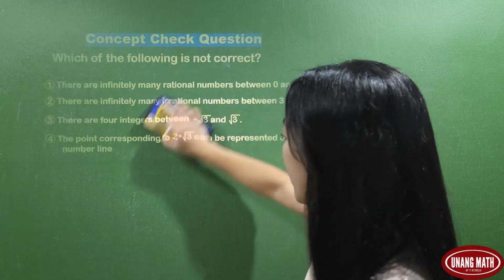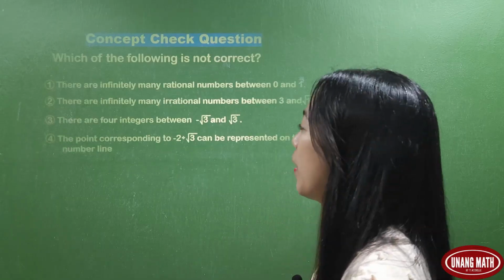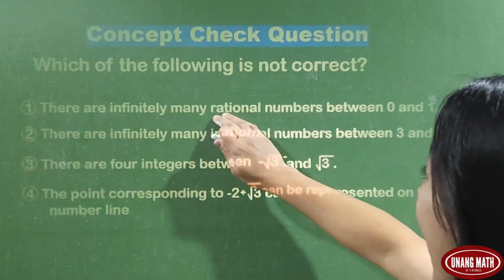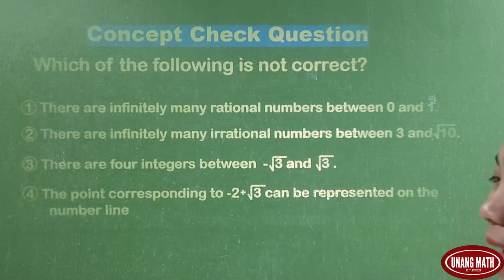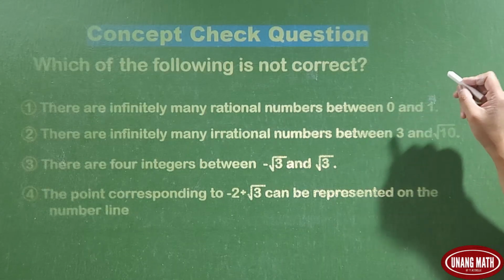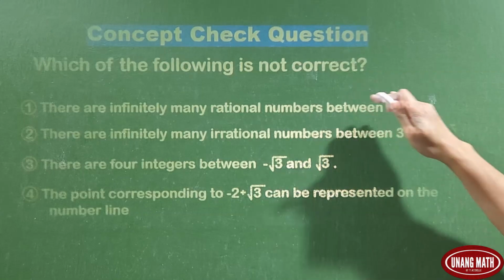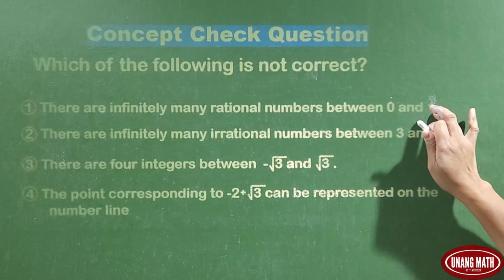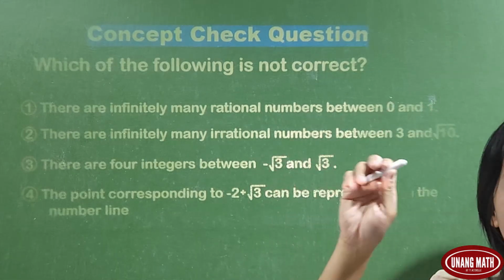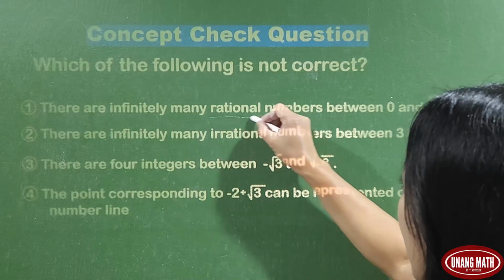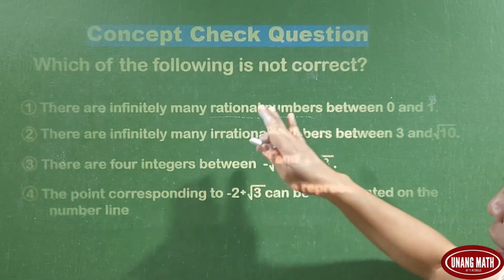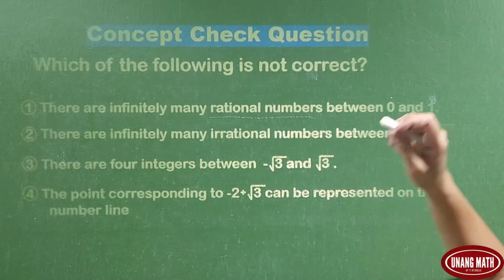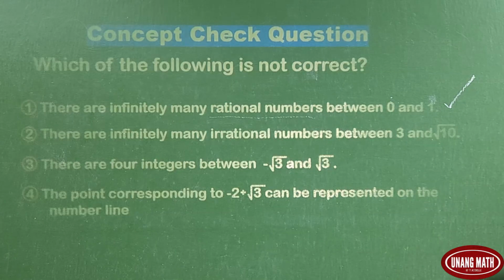Which of the following is not correct? We have here 4 statements. The first one is: there are infinitely many rational numbers between 0 and 1. 0 and 1 are different points on the number line. We said a while ago that between two distinct points, there are infinitely many real numbers. Rational numbers are real numbers. So there are infinitely many rational numbers between these two distinct points. Then this statement is true or correct.